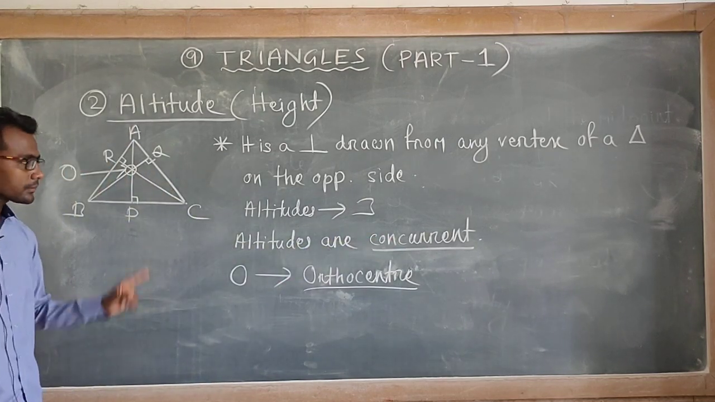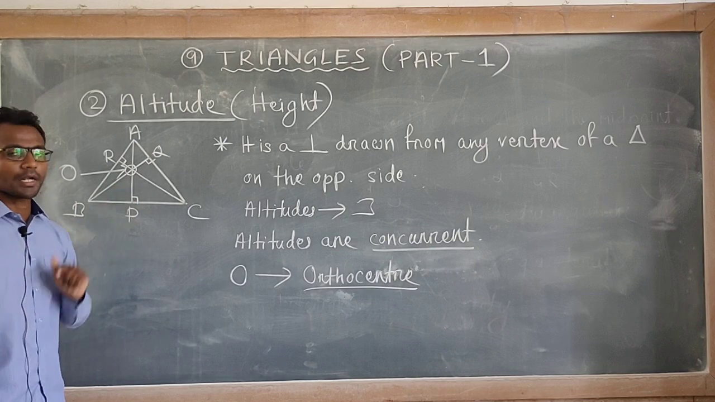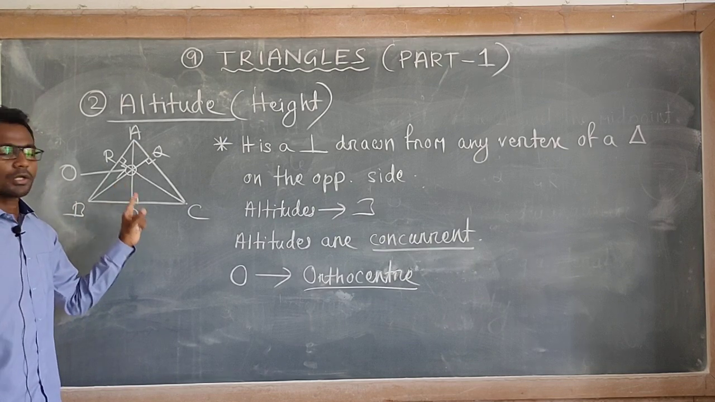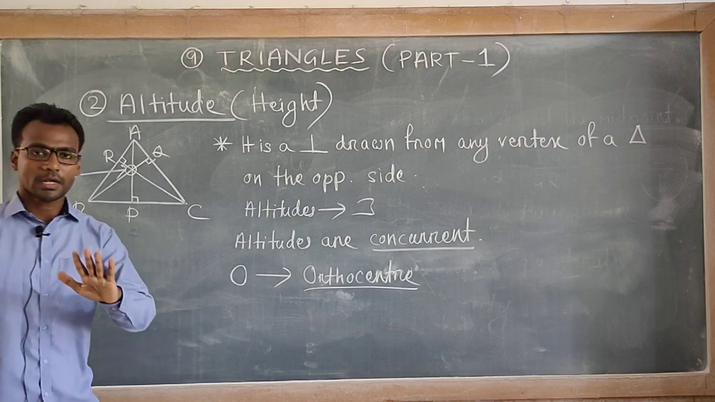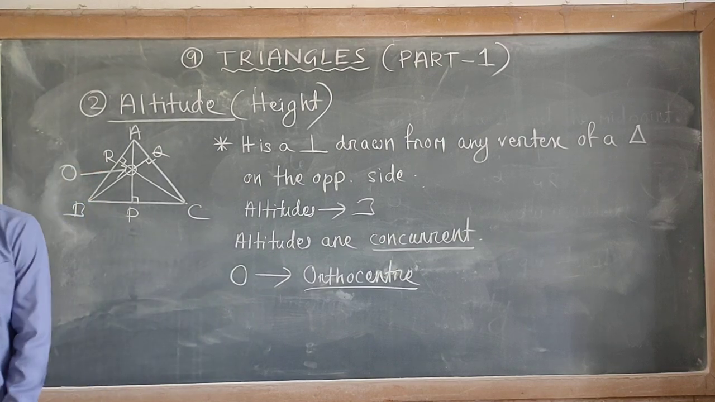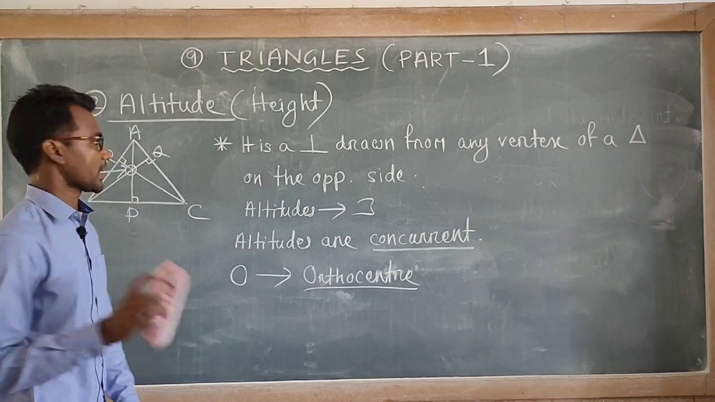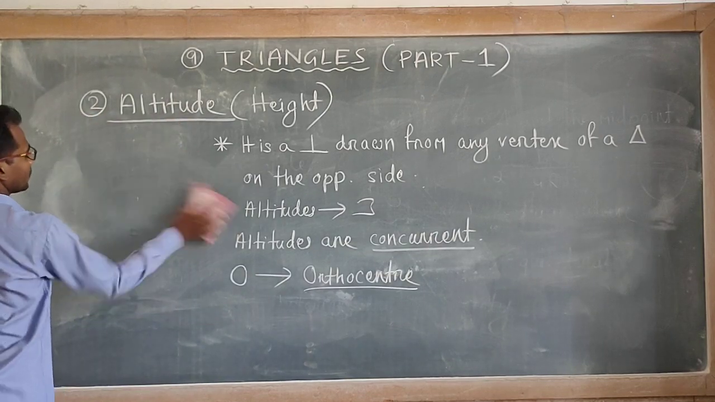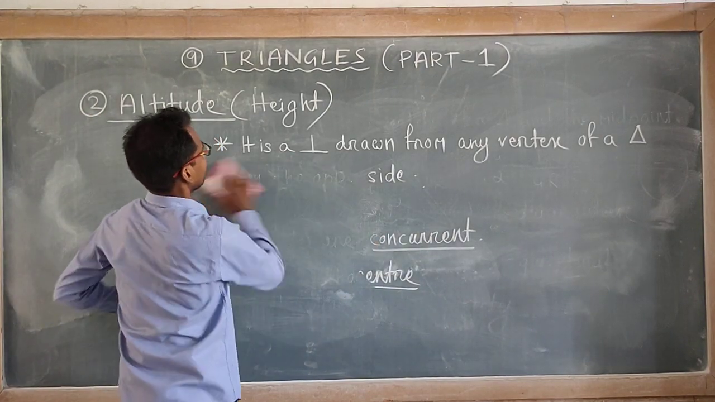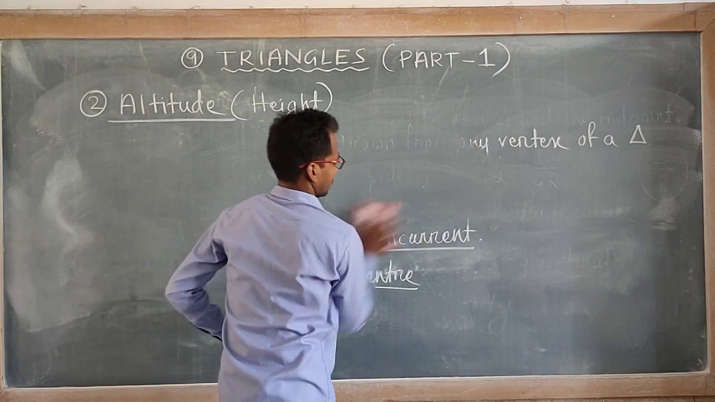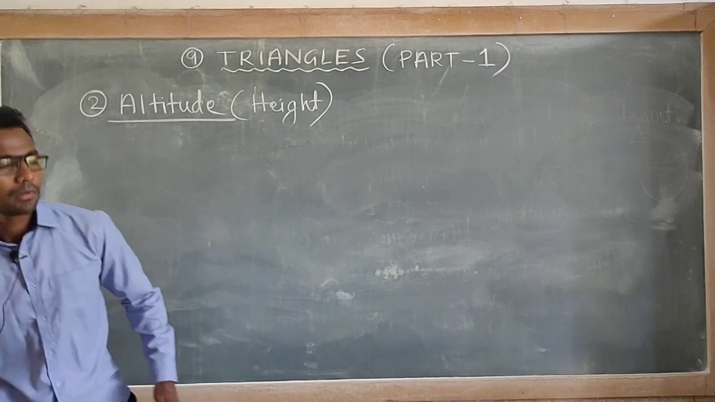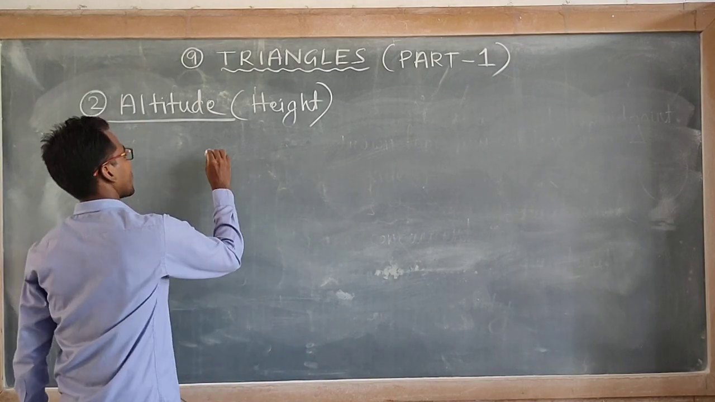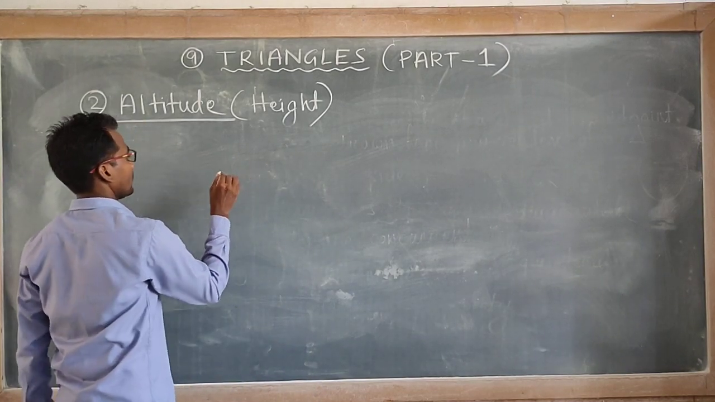You can see this is an acute angle triangle. All the altitudes are inside the triangle, but altitudes can be outside the triangle also. For example, now I will take an obtuse angle triangle. Now I am taking an obtuse angle triangle.